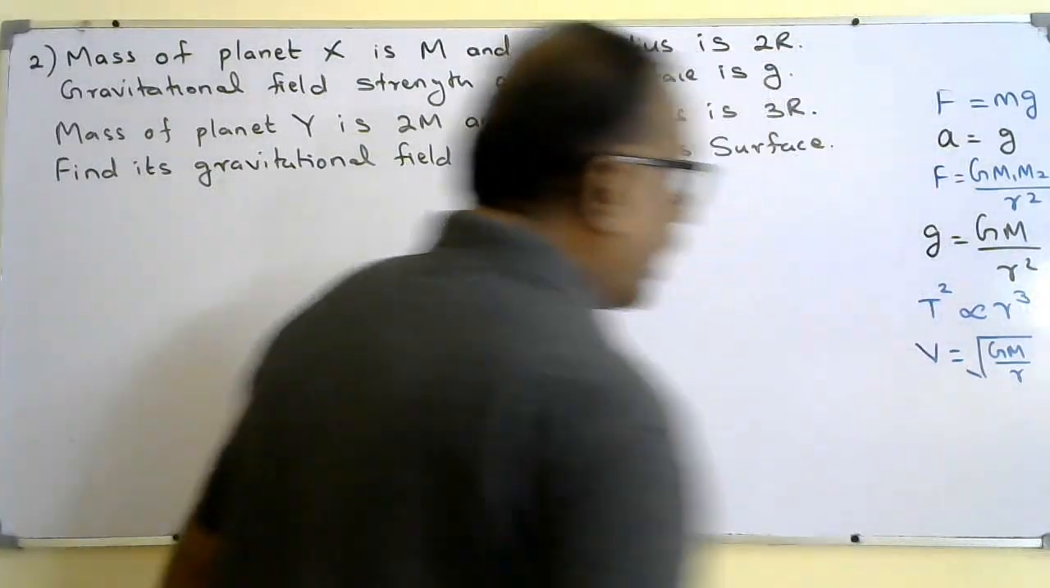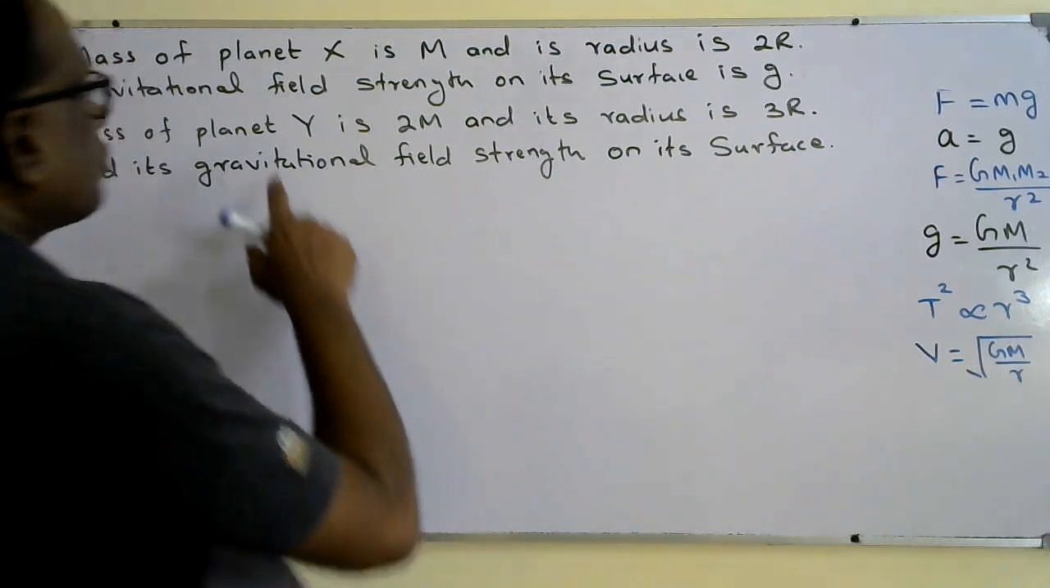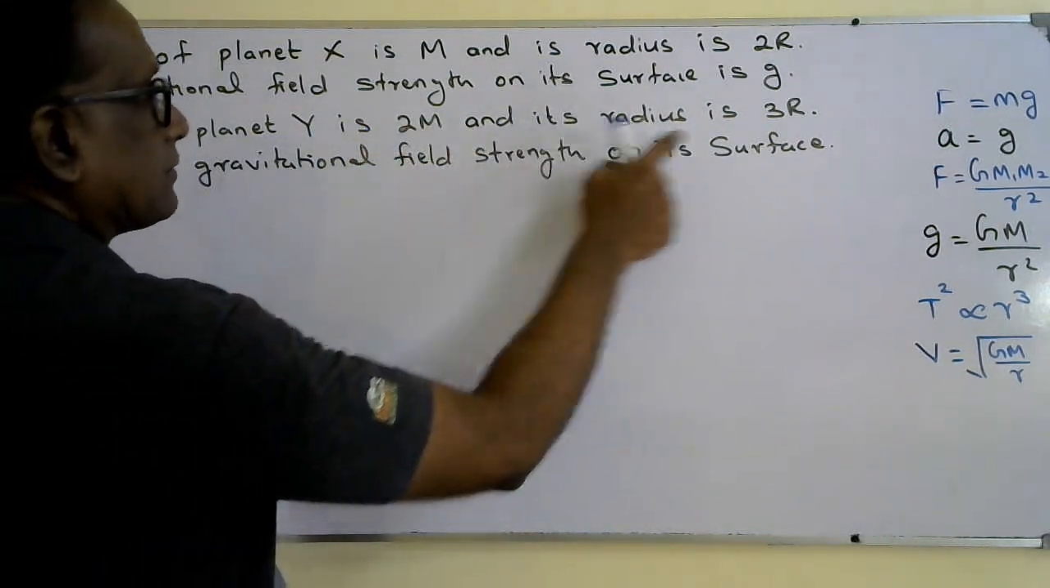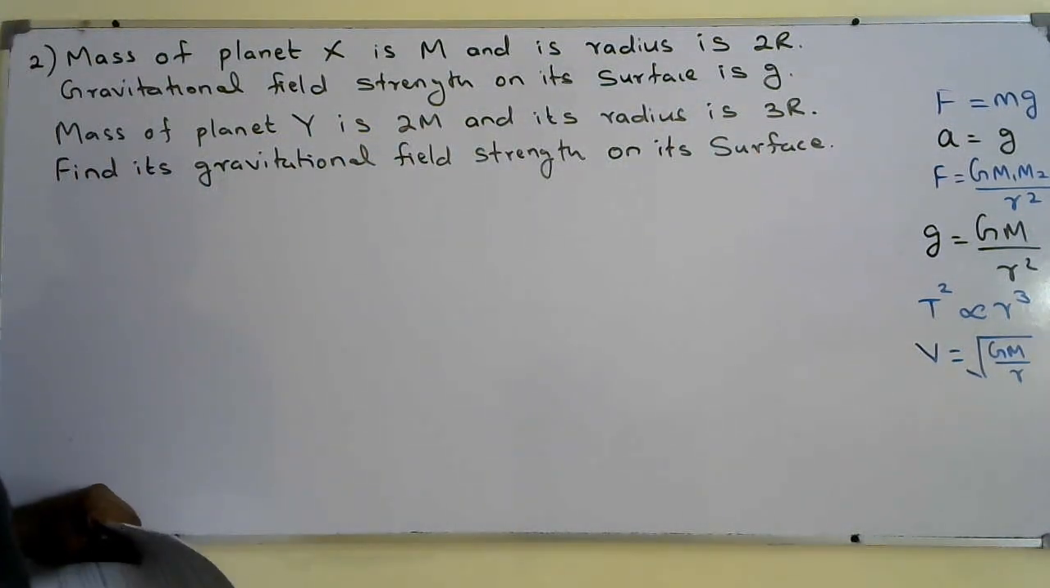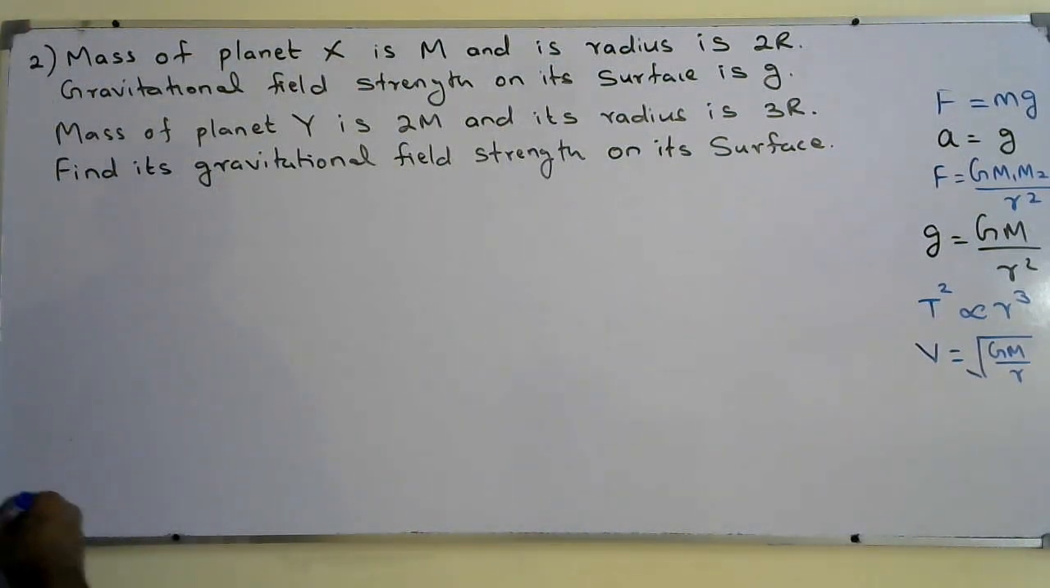Okay, so this type of question normally comes. The mass of planet X is m and its radius is 2r. Gravitational field strength on its surface is g. The mass of planet Y is 2m and its radius is 3r. Find its gravitational field strength on its surface, which means we need to give it in terms of g.